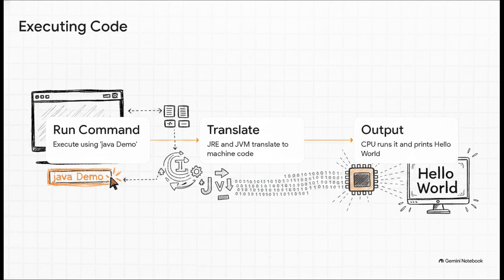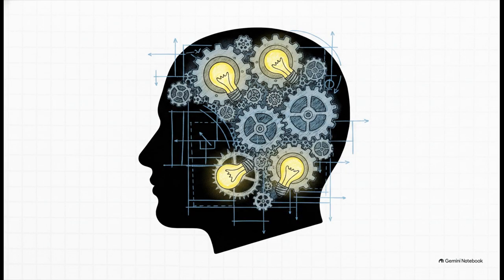Step 2, the JRE steps in, bringing all those essential class libraries and hands the bytecode over to the JVM. The JVM's interpreter and JIT compiler take over, translating that bytecode into machine-specific zeros and ones. Step 3. Your CPU takes those zeros and ones, executes them, and finally, Hello World pops up on your screen. You know, seeing that output is always rewarding, but truly knowing the journey it took to get there is what makes you a real engineer.